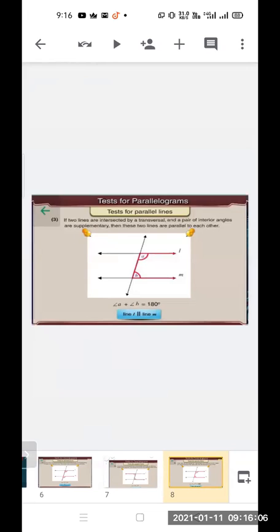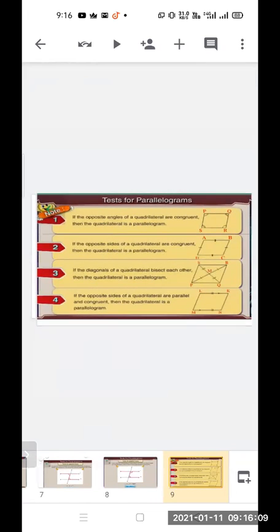Okay, so next, children, we have already discussed the test for parallelograms. So we know that a parallelogram is a type of quadrilateral in which opposite pairs of sides are parallel. So these are the four very important properties in this chapter. On the basis of that, we are going to apply our knowledge and solve the questions. So here there are four properties.